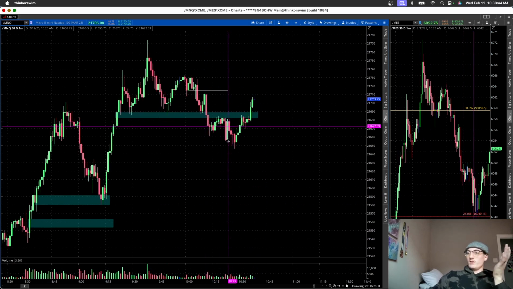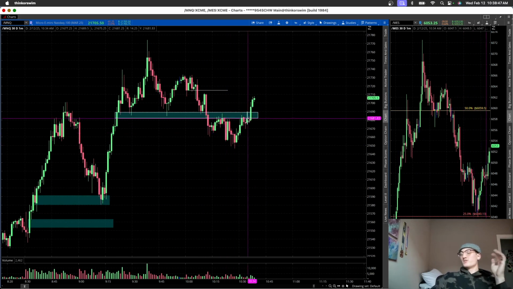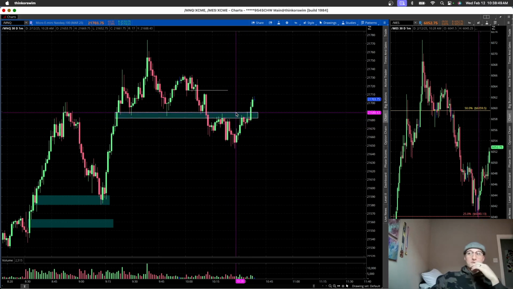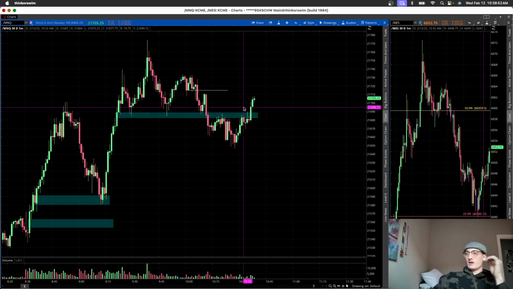Price chopped around a little bit. I was in profit for a second or two. I was in profit for a little bit, and then we came back up and stopped me out.